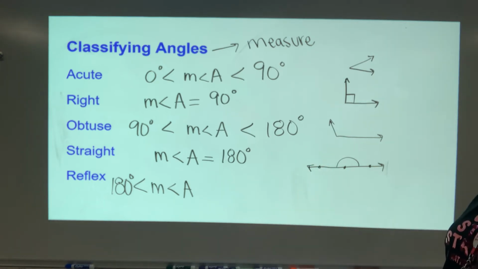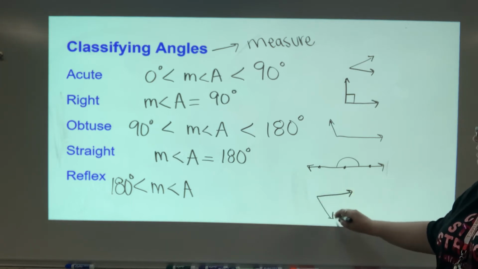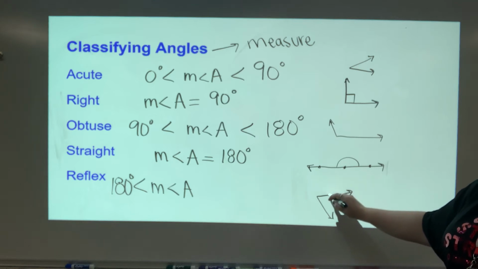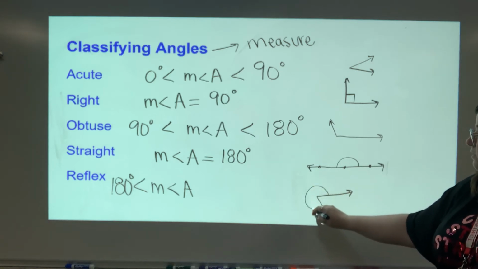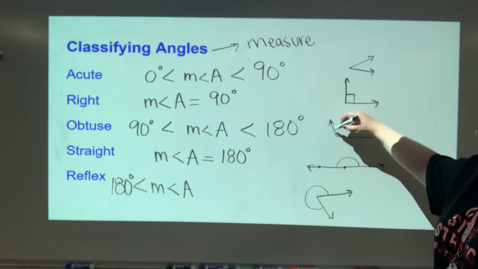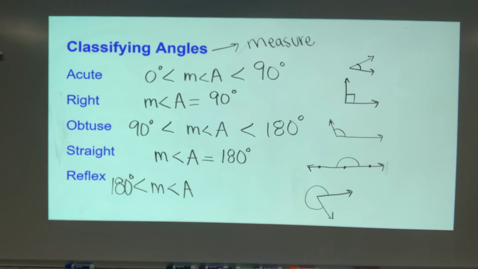And then reflex angle. All right, it looks similar to an acute, but we would be measuring this angle. Okay, so we would be measuring like the outside. Here would be the measure for your obtuse. Here would be the measure for your acute angle. Pause and sketch things as need be. We're moving on.